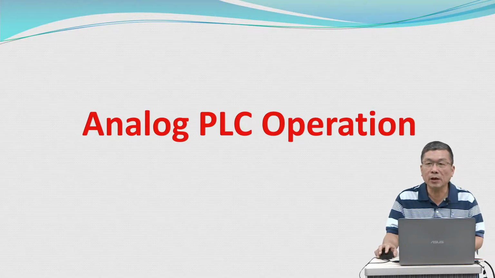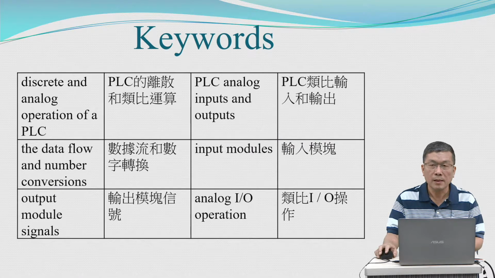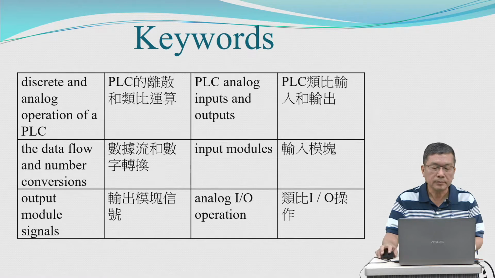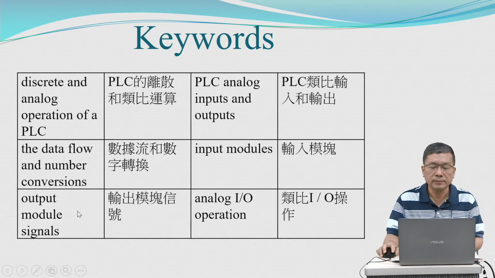Analog PLC operation. Objectives. The keywords. Discrete and analog operation of a PLC. PLC analog inputs and outputs. The data flow and the number conversions. Input modules. Output module signals. Analog I/O operation.